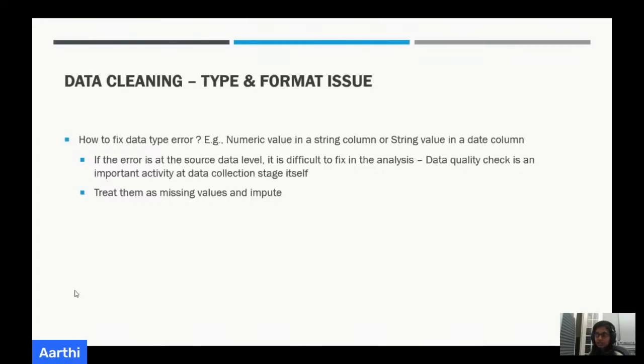Otherwise, treat them as missing values, because once it is in your data, if it is from the source system and you can't go back and fix it, you have to treat it as a missing value and impute it. We will also see how to treat missing values later.